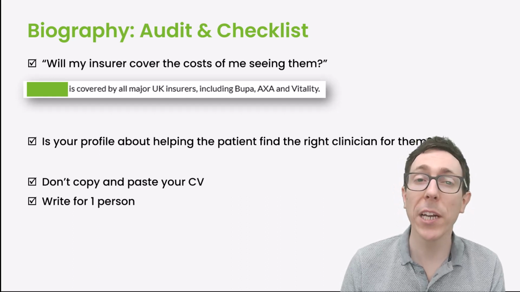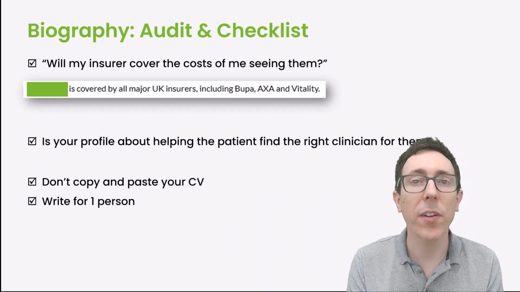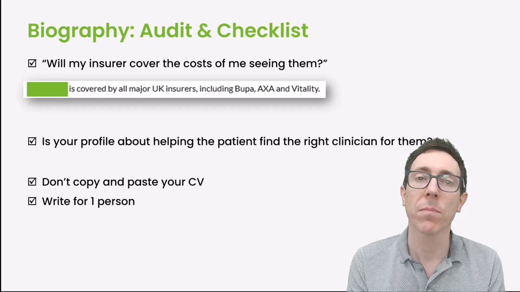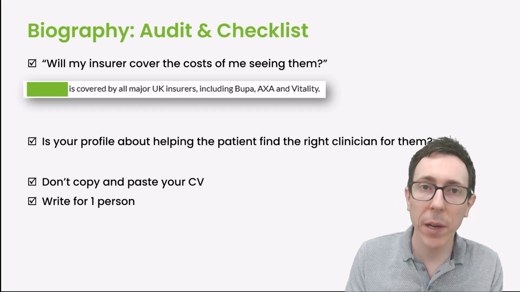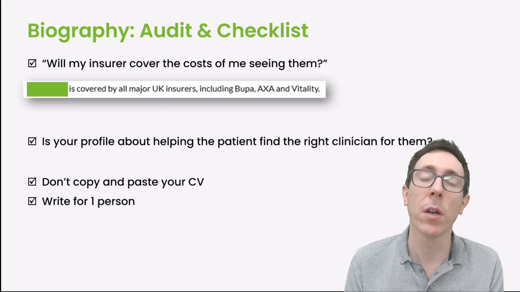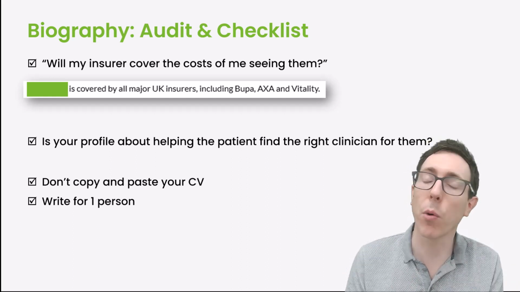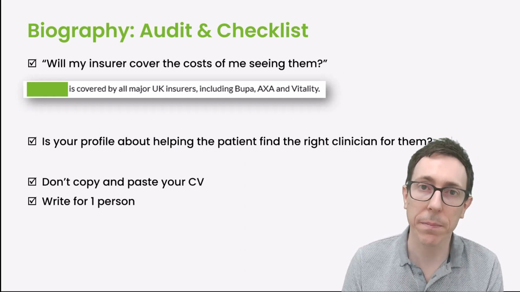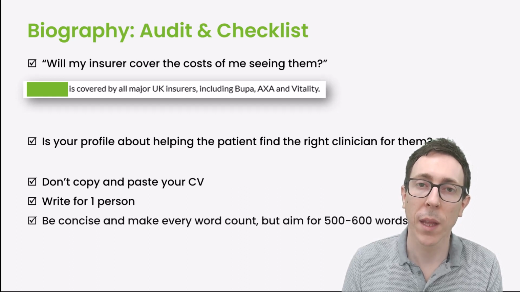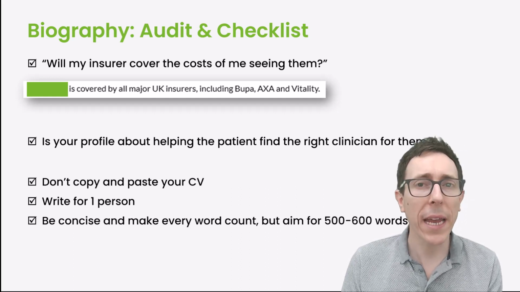Have your ideal patient persona in mind and write specifically for that person. Try not to write like you're trying to appeal to anyone and everyone. Write for your ideal patient persona. Brenda, aged 46, or Steve the runner, or whoever it is. Be concise too, but make every word count.